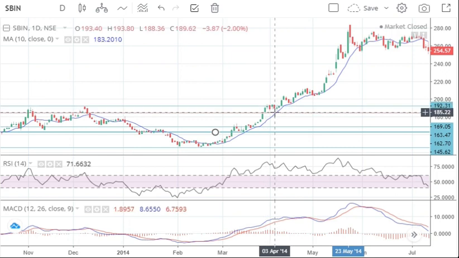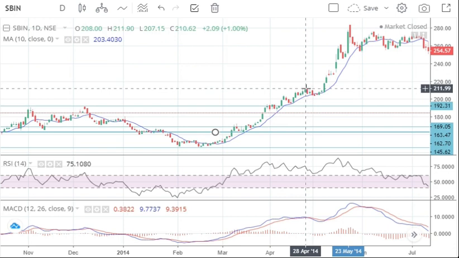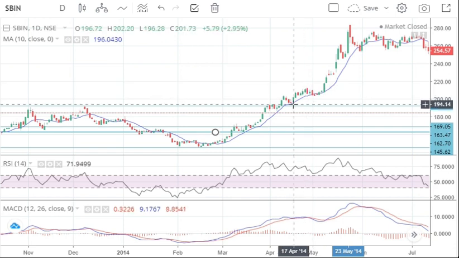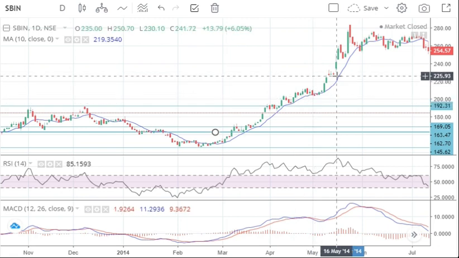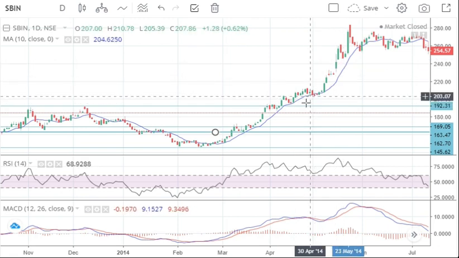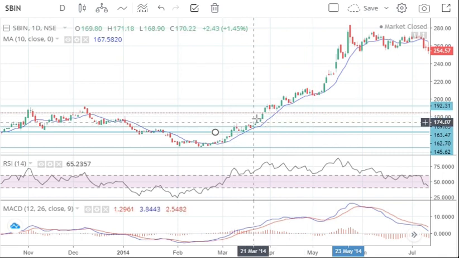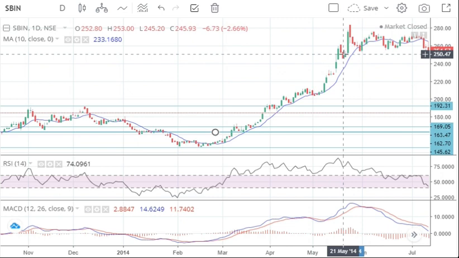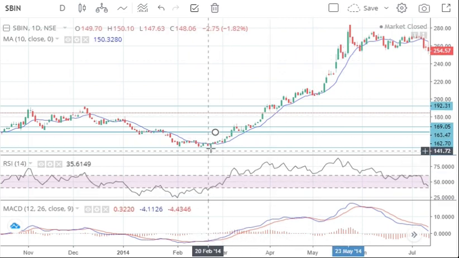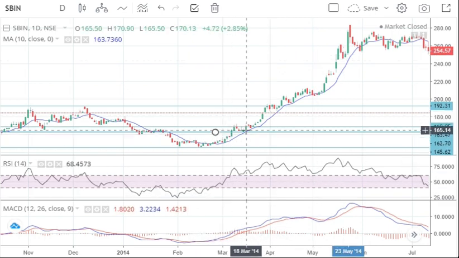From 192 again it took support over here at 186, and then it went higher. It went as high as 211. At every point you notice that 195 took support, at 203 it took support, again at 225 it took support. So this way, a positional trader will try to capture all the swings in one movement, and a swing trader tries to capture just one movement. This is the basic difference between a swing trader and a positional trader.